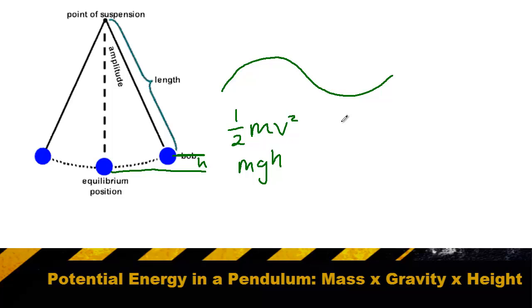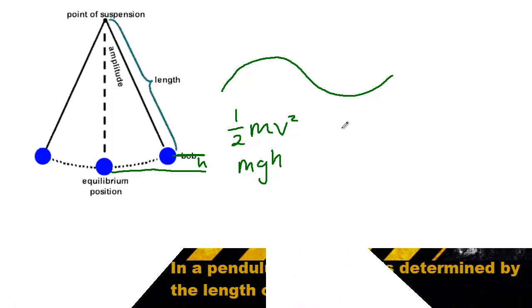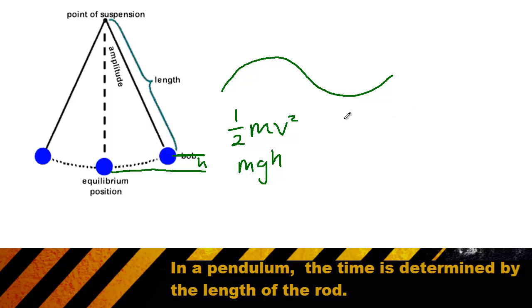There's also a difference in how we calculate the time it takes for a pendulum to swing back and forth. And that equation is that the time it takes to swing back and forth is equal to 2 pi times the square root of the length of the rod divided by the force of gravity. Note how mass and height are not part of the equation. And that's an unusual fact about pendulums.